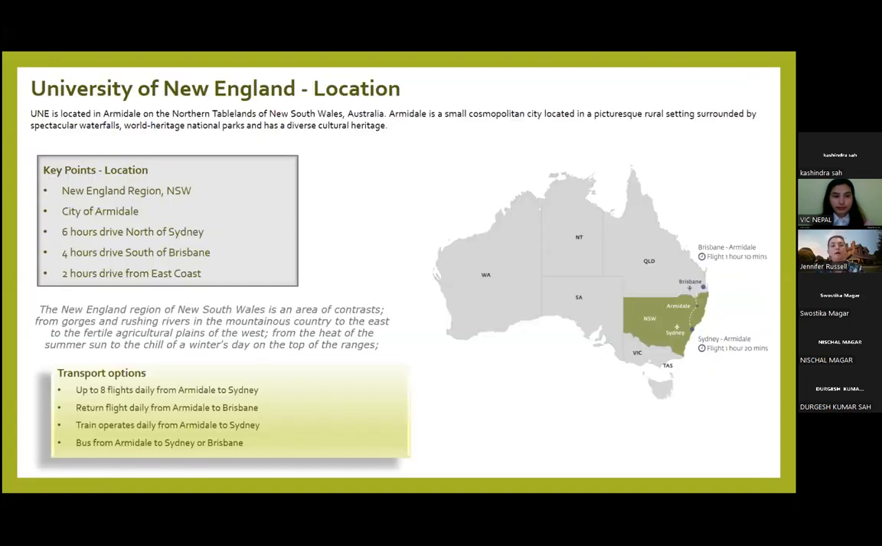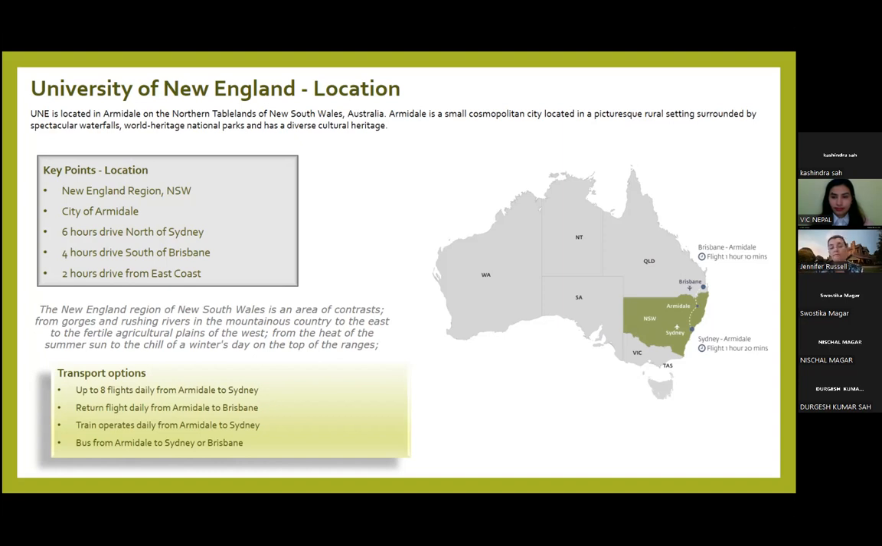Okay, so the University of New England is located in regional New South Wales, in the city of Armidale. If you're looking at the map, Armidale is about halfway between Sydney and Brisbane. So it's a 6-hour drive north of Sydney. It's a 4-hour drive south of Brisbane.